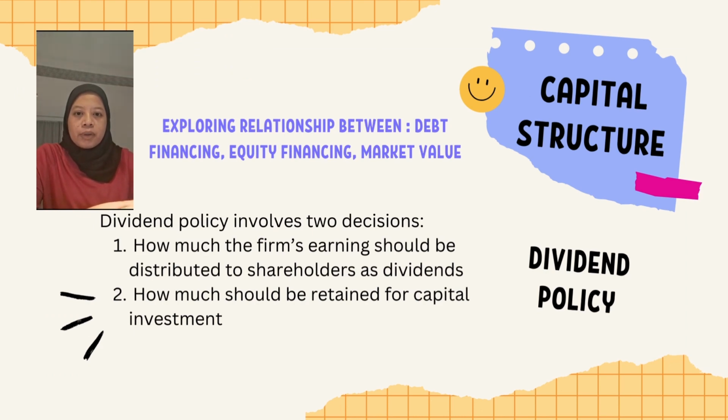The next is about capital structure. Capital structure is a systematic approach to financing business activities through a combination of equities and liabilities. So capital structure explores the relationship between debt financing, equity financing, and also market value.